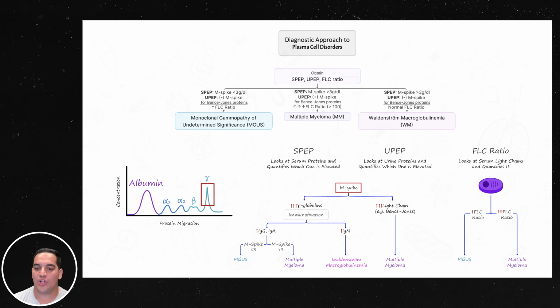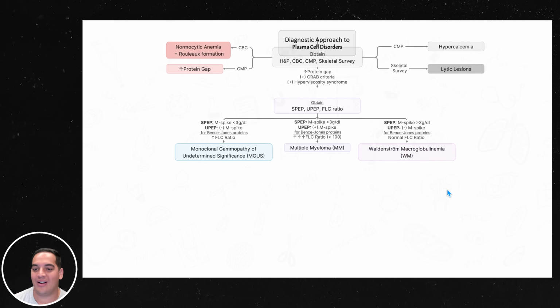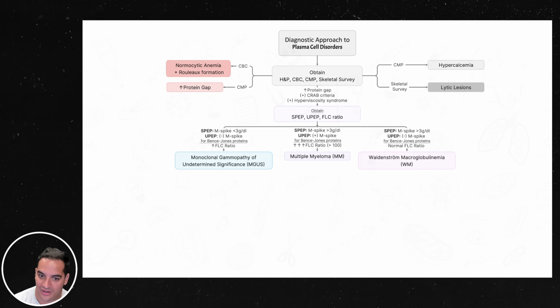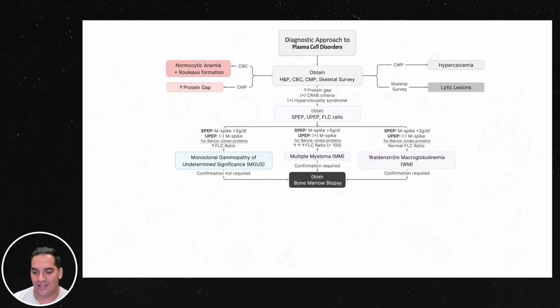If I say which two have an increased free light chain ratio, that means that they make a lot of light chains. That's MGUS, and that's multiple myeloma. Which one's way higher? It's multiple myeloma. We really, I think, dove into this pretty good, but now we're not done, because now we got to take it one step further and confirm the diagnosis. And you can't do that until you've done a bone marrow biopsy.